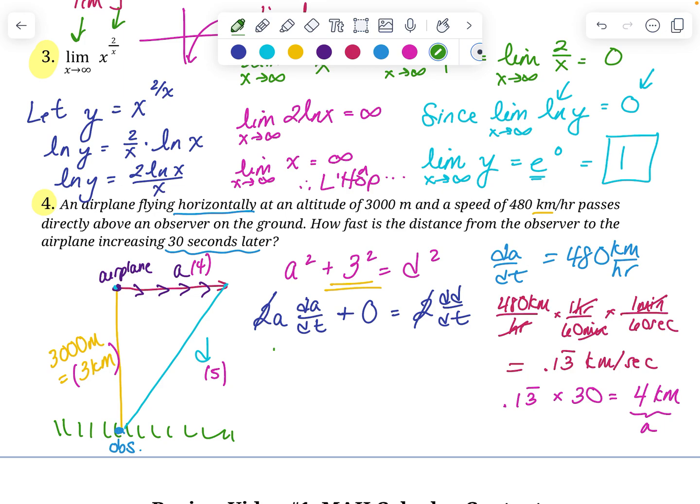So here we'd have 4. Oh my gosh, I cannot write. Try that again. Here we'd have a 4. d/dt is 480. And because that side is increasing, that's a positive rate of change. Then we have our equal sign.